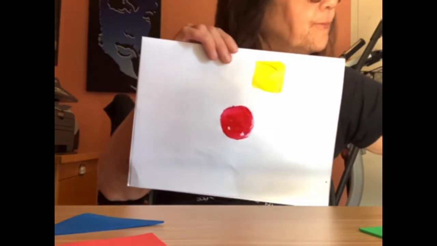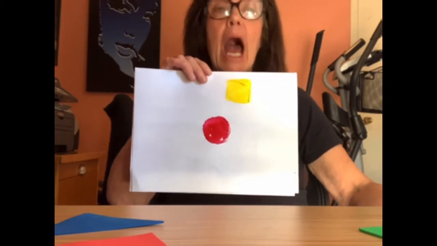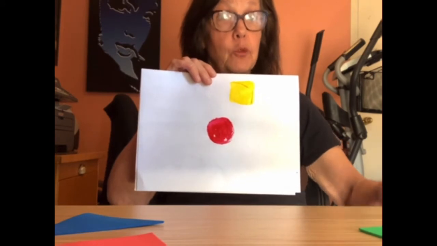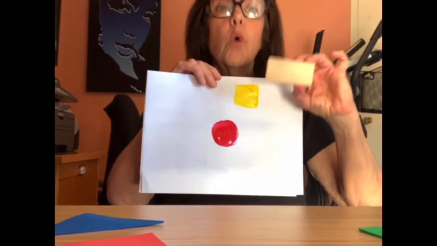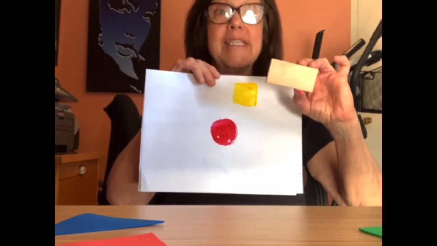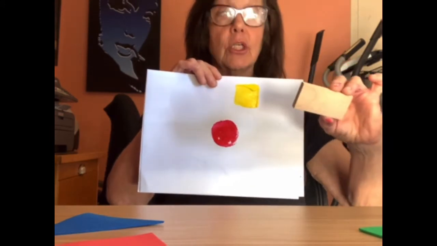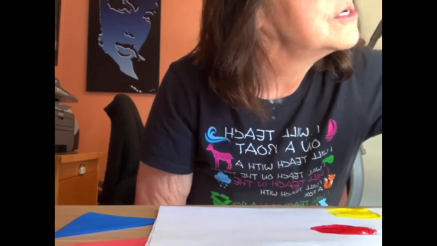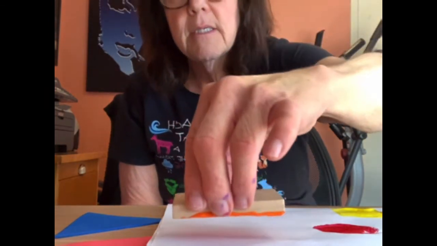Let's try another one. We're getting good at this. How about a rectangular prism? Do you remember which one that is? That's right. Which shape do you think we're going to see when we stamp the paper with a rectangular prism? Let's see if you're right. I need to make sure I get enough paint on it this time. I think I'm going to use orange. Where's that orange? Okay, here we go. Here it comes.